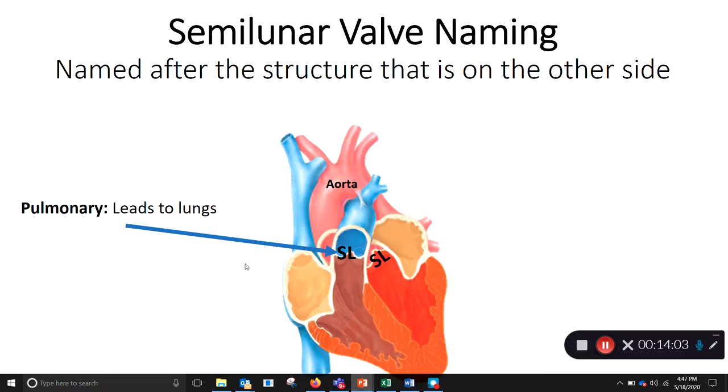So take a guess what this semilunar valve is called. It is called the pulmonary semilunar valve. Why? Well, you're pumping blood towards the lungs. This semilunar valve is called the aortic semilunar valve, or just aortic valve for short. Why is it called the aortic? Because right beyond that semilunar valve is the aorta, and anything pertaining to the aorta has the aortic prefix or suffix: aortic semilunar valve.